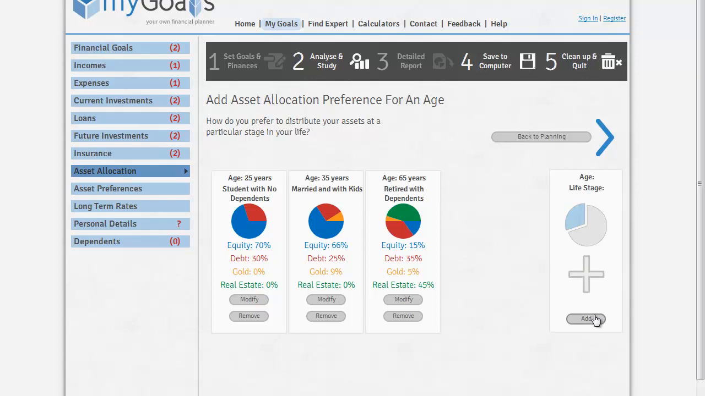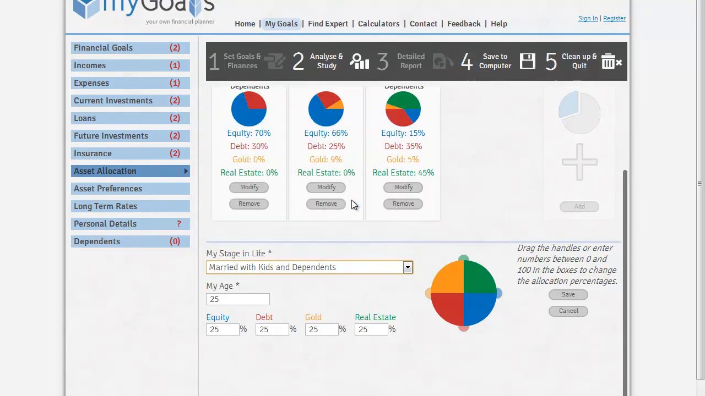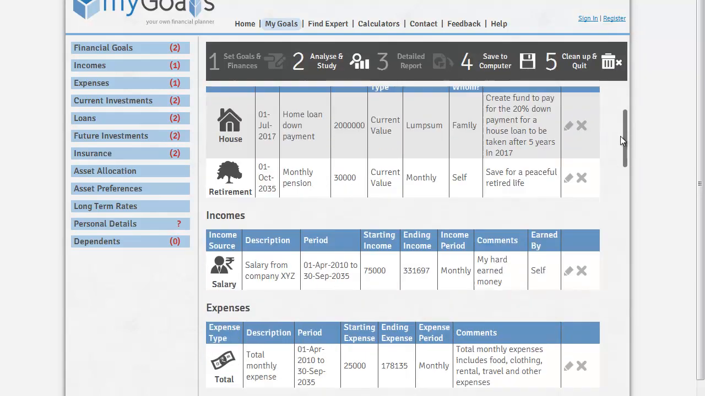Say at the age of 50, you are married with kids and, say, dependents. You would prefer, say, only 40% to be in equity, 15% in debt, 10% in gold, and the remaining in real estate. And this could be because by then you expect to have bought a house or land which would have a value which is a significant part of your portfolio. So now that you've added 4 points, let's go back to the asset allocation screen to see how it looks like.